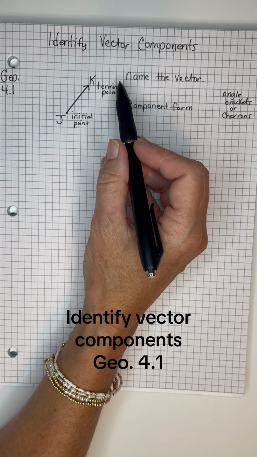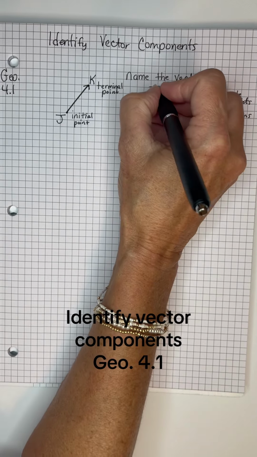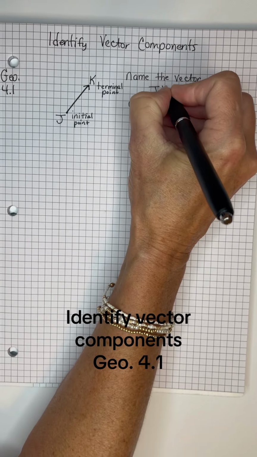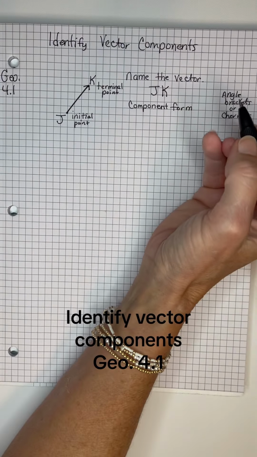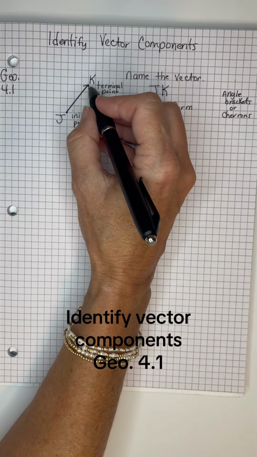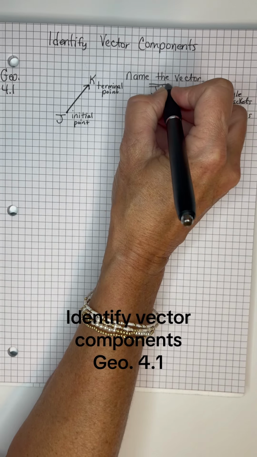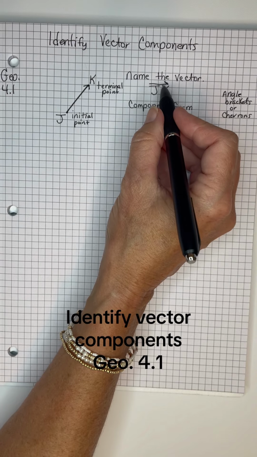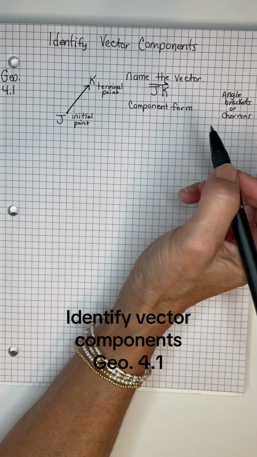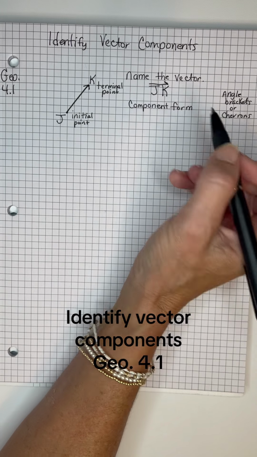And if you want to name this vector, you have to do it in a certain way. Start with the initial point, the J, and put the terminal point second, kind of like a ray, except that it terminates there. We can actually measure that. You can't measure a ray. And here's the symbol for it. It's a little line. It only has the part of the arrow at the top. So there's your vector symbol, not to be confused with a ray symbol.